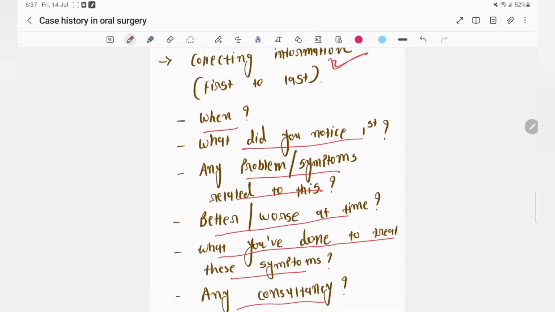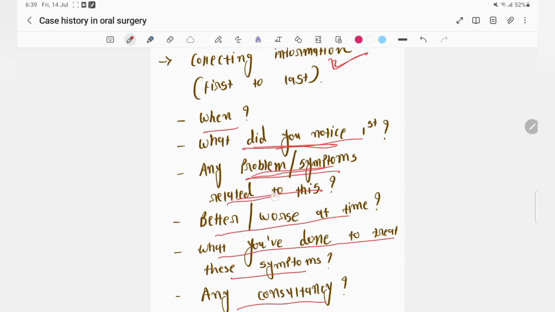So you have to ask when this problem began. The patient will answer, for example, that I was just eating an apple. So it started with eating an apple, okay? And suddenly I heard a breaking sound from my tooth. So the first thing the patient noticed is a breaking sound. Then the patient said, after this I felt a pain in this region, and with the pain it is possible that I got some burning sensation or anything. The patient will tell you, right?